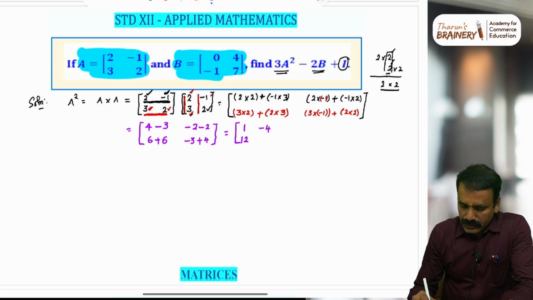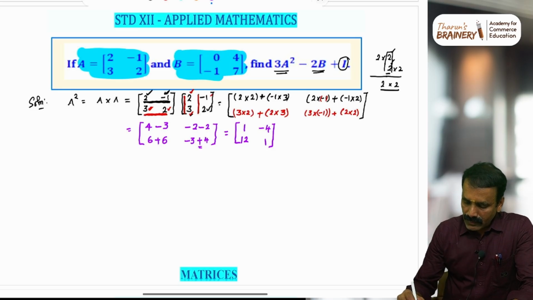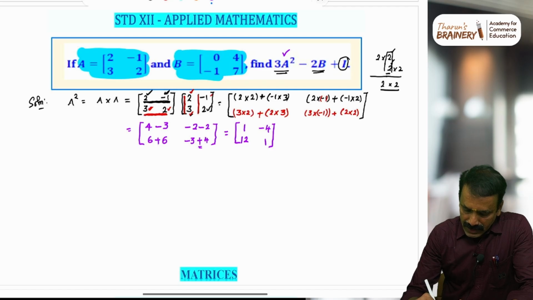Minus 3 plus 4, so different sign, so we have to subtract. Subtract 3 from 4, it is 1, and the bigger number sign is plus, so it is 1. So this is your A square. So we got the value for A square, but we have to find 3A square minus 2B plus I. So I am going to calculate that expression now.